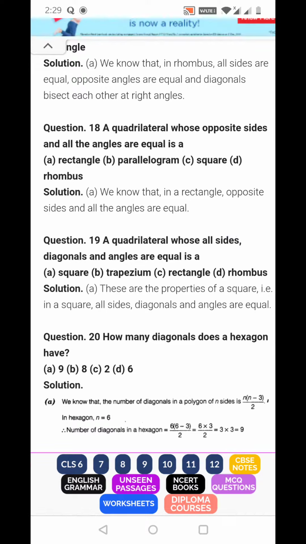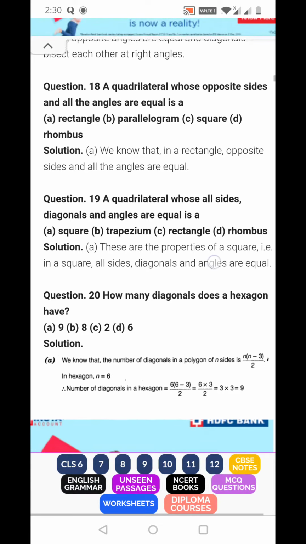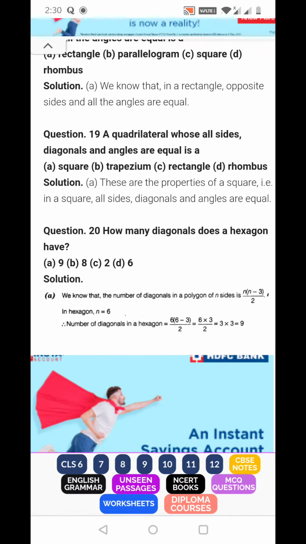Again, a quadrilateral is given to you whose opposite sides are equal and all angles are equal. It is important to note that opposite sides are equal and all angles are equal. Such is the case with a rectangle. A rectangle has opposite sides equal and all the angles equal. In the case of a parallelogram, opposite sides are equal and opposite angles are equal. In a square, all sides are equal. A quadrilateral whose all sides, diagonals and angles are equal is a square. You have all sides equal, and diagonals and angles equal, so that is a square.